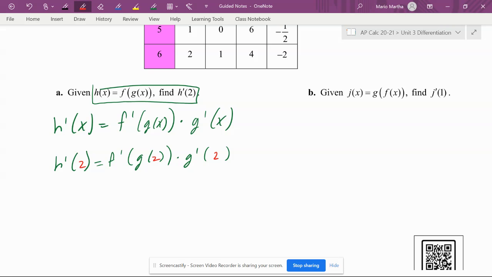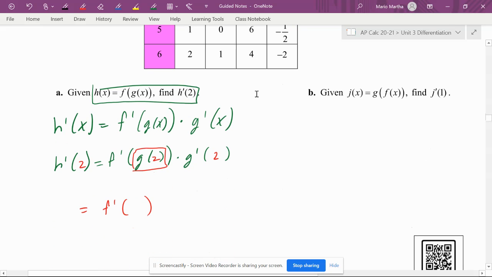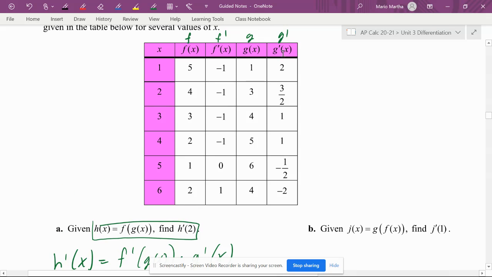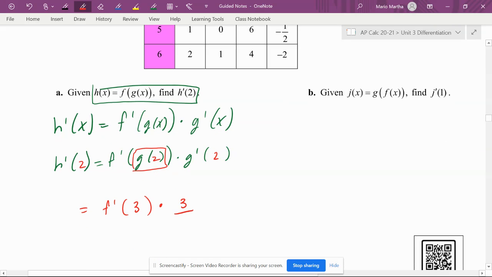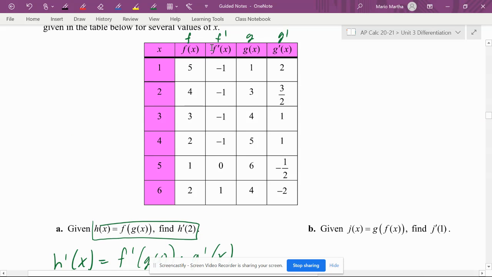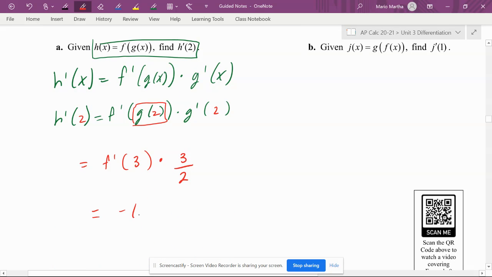All right, so here we want to continue. So g of 2, so f prime of g of 2, that would be what? Positive 3. So this is f prime of 3 times g prime of 2. G prime of 2 is 3/2, as we have it right there. So times 3 over 2. And now we still got to find f prime of 3, so we map it again. So f prime at 3 is negative 1. So that becomes negative 1 times 3 over 2, which is just negative 3/2. And that's pretty much our h prime of 2.